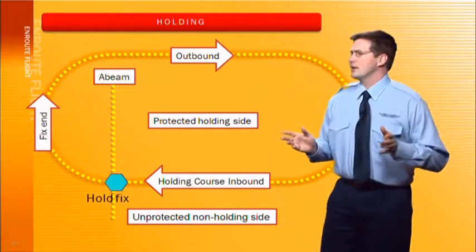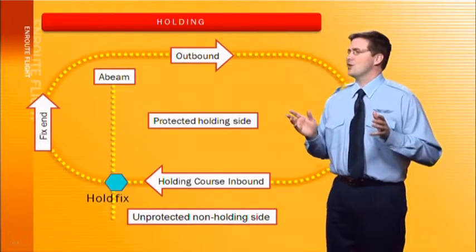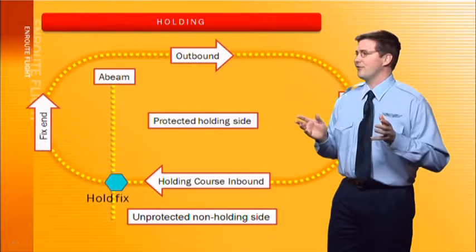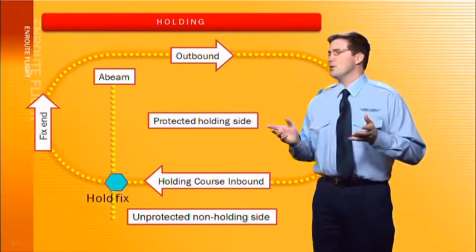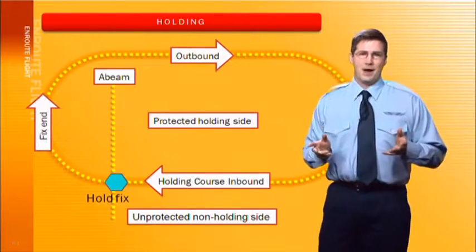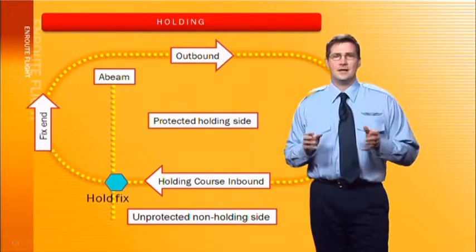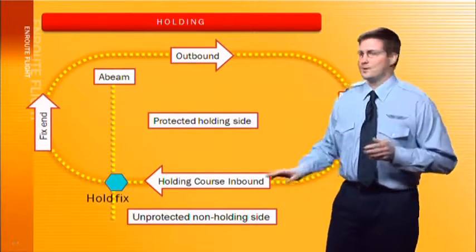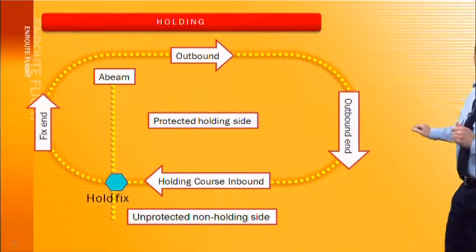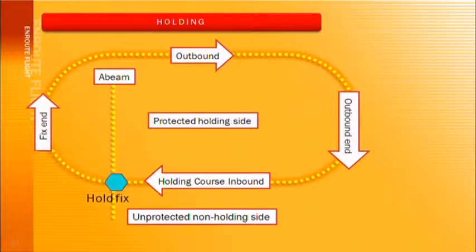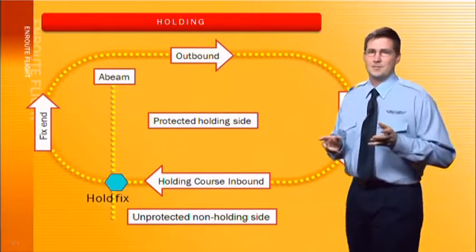You pass the fix or abeam point and immediately start turning at what the FAA calls the fix end of the pattern, yet most instructors will call this the outbound turn, since it is the turn that carries you into your outbound leg. Now at the other side of the racetrack is what the FAA calls the outbound turn, yet most instructors will call this the inbound turn, since you're actually turning in towards the inbound leg.